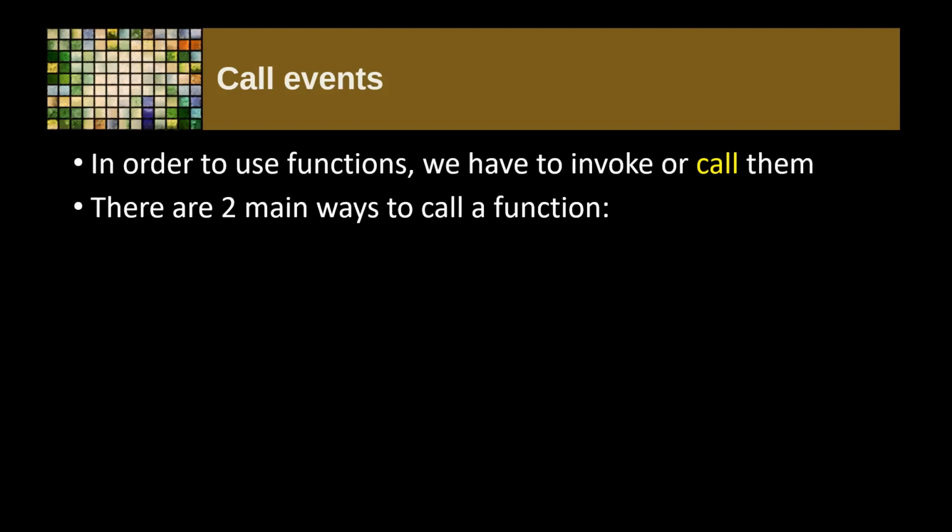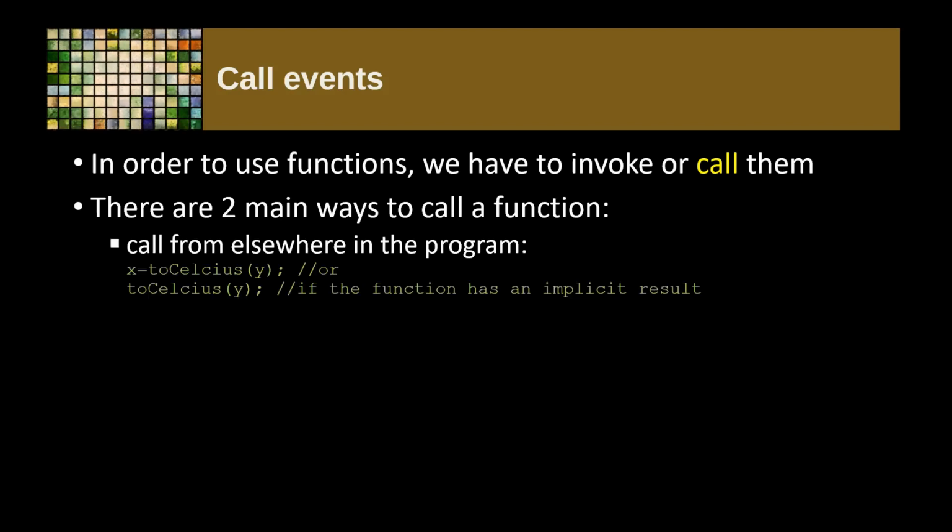In order to use those functions that we write, we actually have to invoke or call them. There are 2 main ways to call a function. First, we can call it from elsewhere in the program. So here are a couple of examples. We could set a variable equal to a function call and put the return. Basically, what that's going to do is put whatever the return value is into that variable. So functions that have an explicit return are ones that you can use in this way.